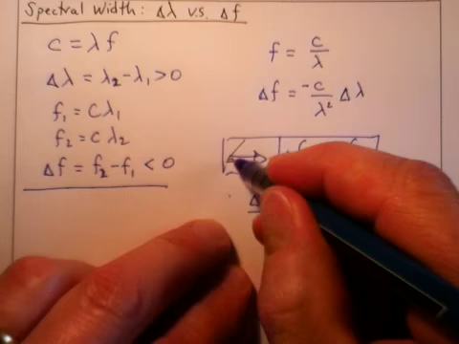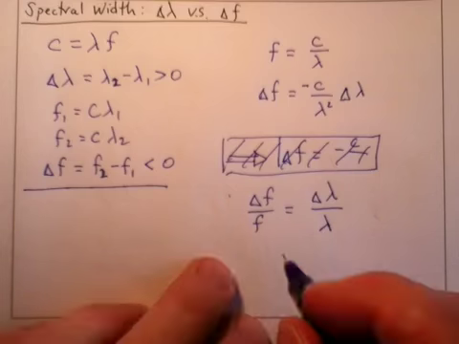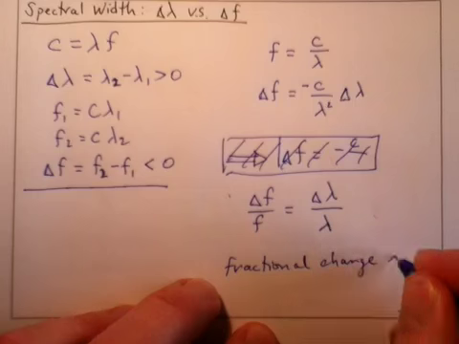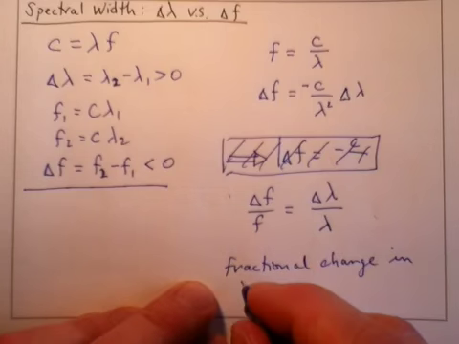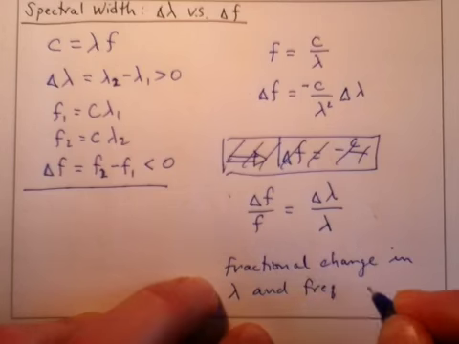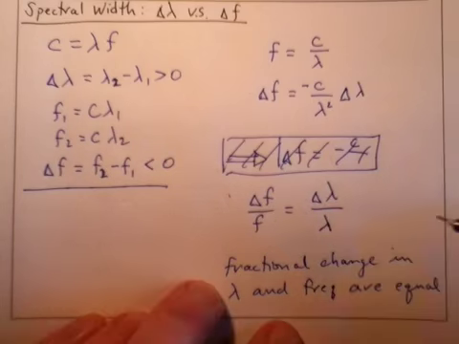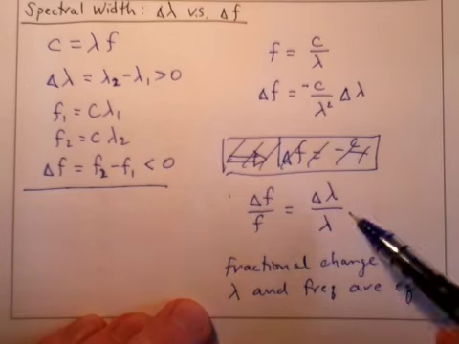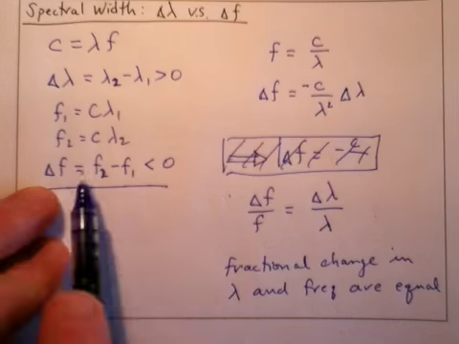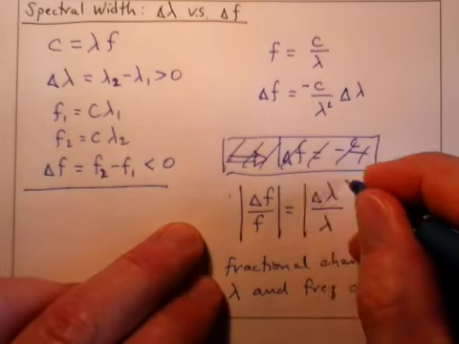So this is the equation that we'll use quite often. It turns out that the fractional change in frequency and in wavelength are equal. So delta f over f is the fractional change of frequency. Delta lambda over lambda is the fractional change in wavelength. But as we noted earlier, when delta lambda is positive, delta f is negative, so instead of putting a minus sign on here, I'm just going to put absolute values there.